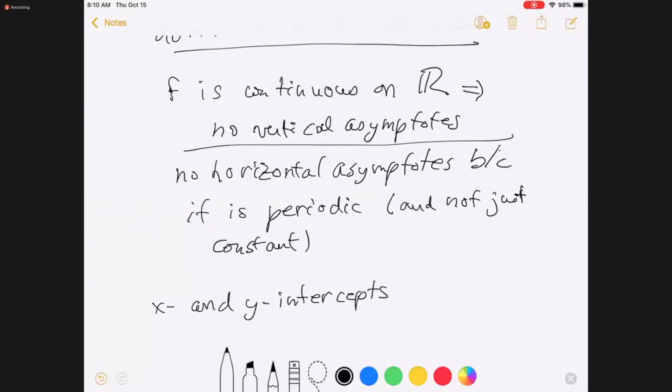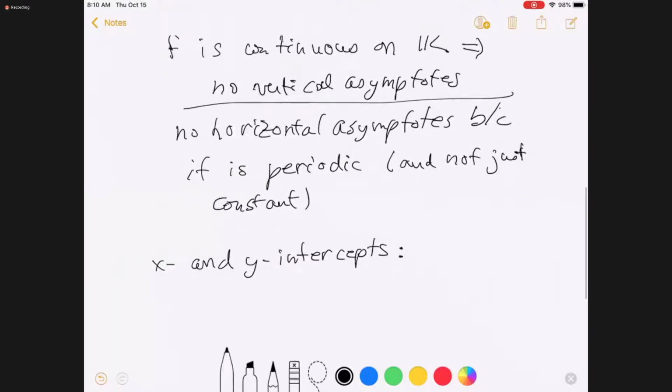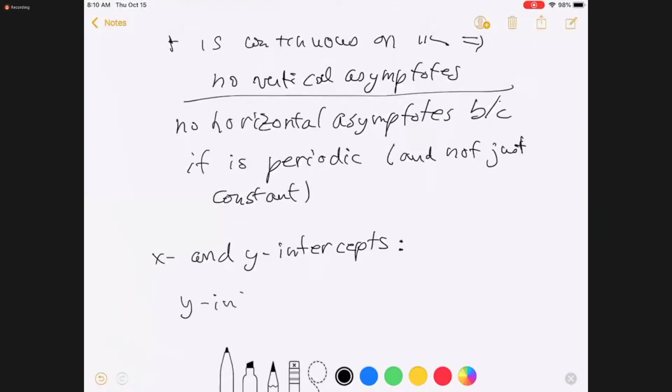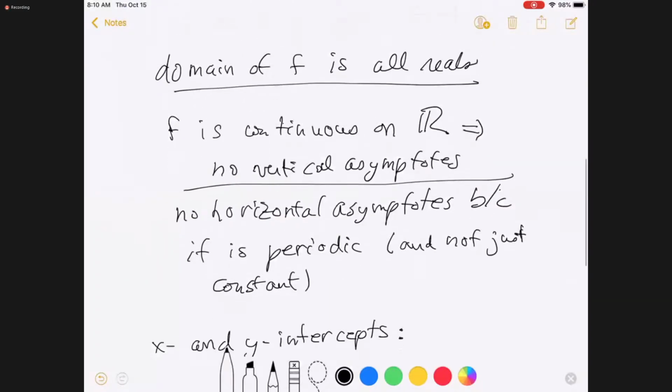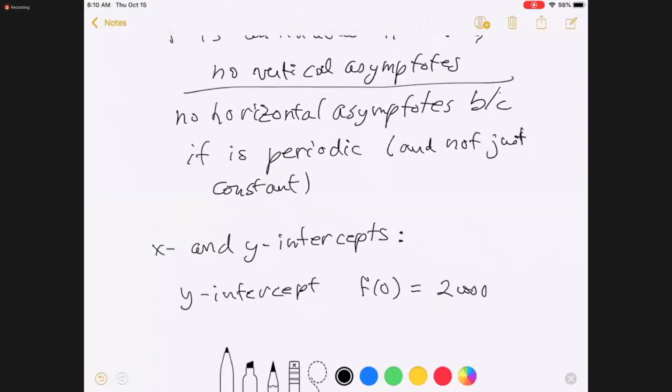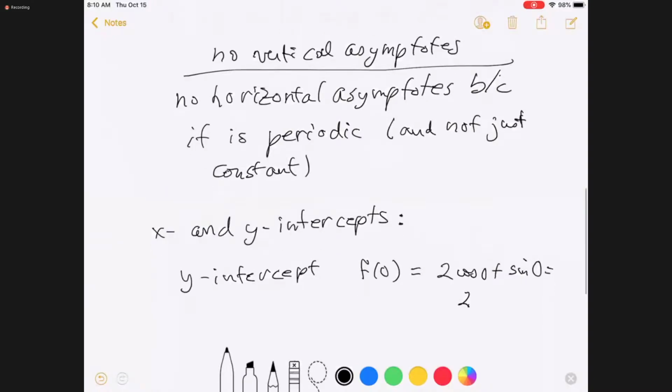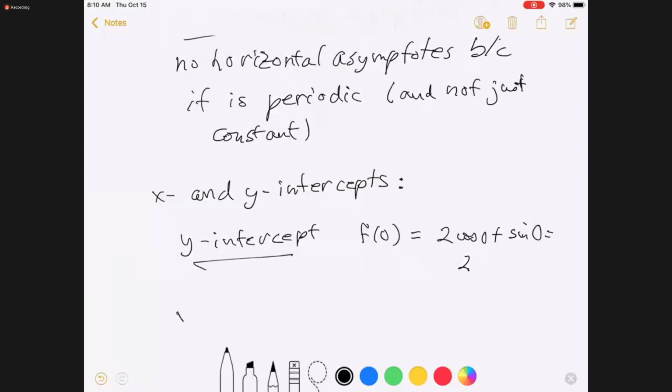That's useful information. The y-intercept is where the function crosses the y-axis, where you just look at f of 0. That would be 2 cosine of 0 plus the sine of 0, which is 2. So it's got a y-intercept of 2, and then x-intercepts.